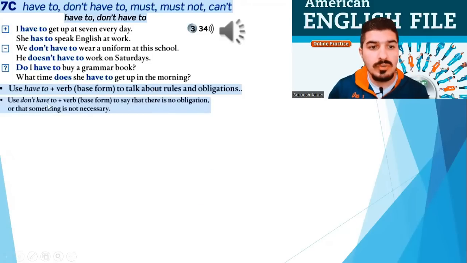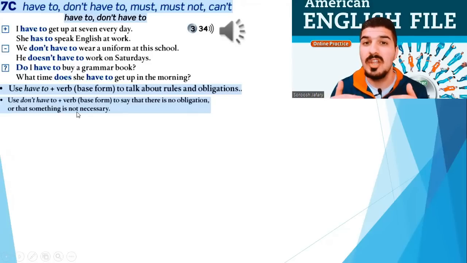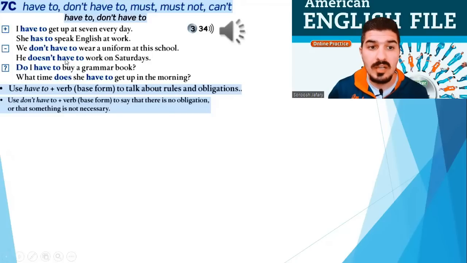Use don't have to, again, plus the base form of the verb to say that there is no obligation or that something is not necessary. It's not a rule. Okay? For example, we don't have to wear a uniform at this school. He doesn't have to work on Saturdays.